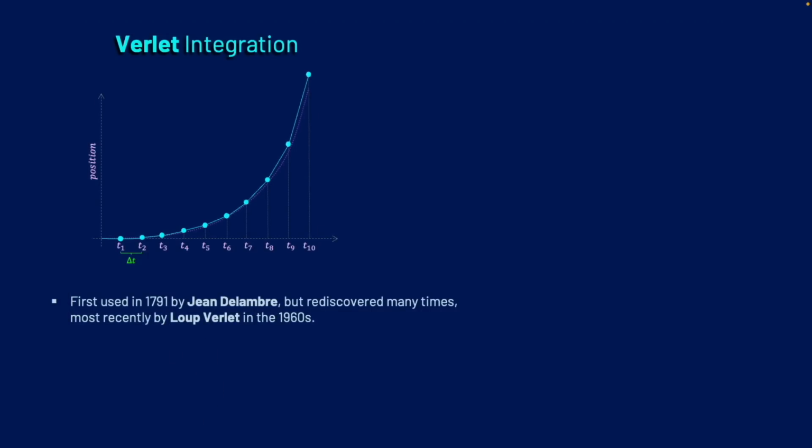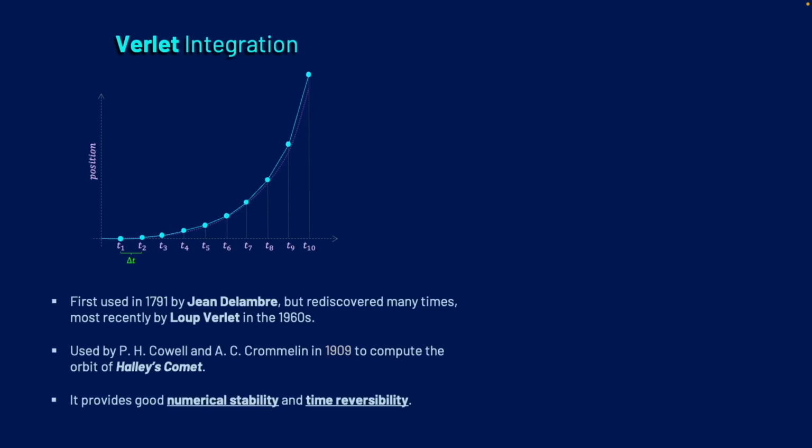Verlet integration was first used in 1791 by a man called Jean Delambre, but it was discovered and rediscovered many times in history, right? Most recently, someone called Loup Verlet in the 1960s used it to estimate subparticle trajectories. So Verlet integration is not just used in game programming. There are several applications. For example, P.H. Cowell and A.C. Crommelin used Verlet integration to compute the orbit of Halley's Comet. It gives us accurate enough approximations. It provides good numerical stability and also time reversibility.